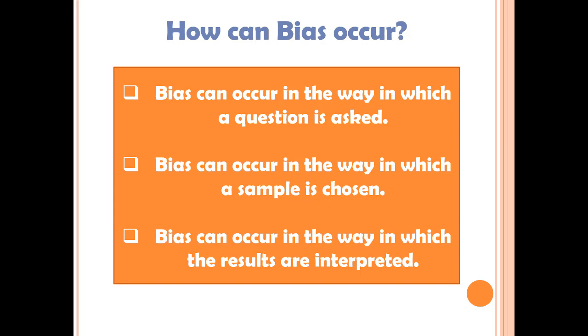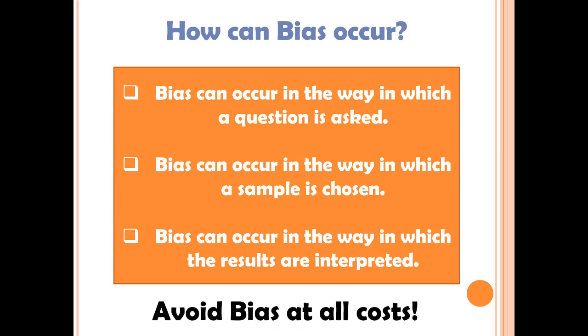So there are lots of different ways that bias can occur. It can occur in the way in which you ask a question. It can happen in the way in which you choose your sample. It can happen in the way in which you interpret your results. But whatever you do, avoid bias at all costs. Bias will mess it all up. That's one of those things that can definitely invalidate a study.